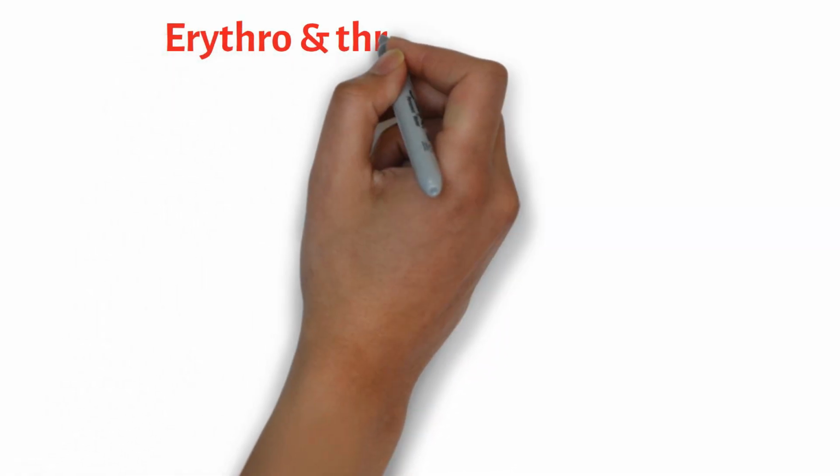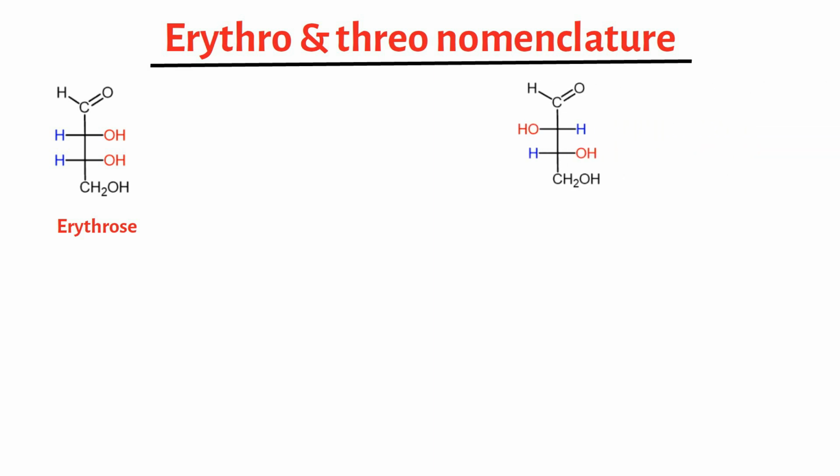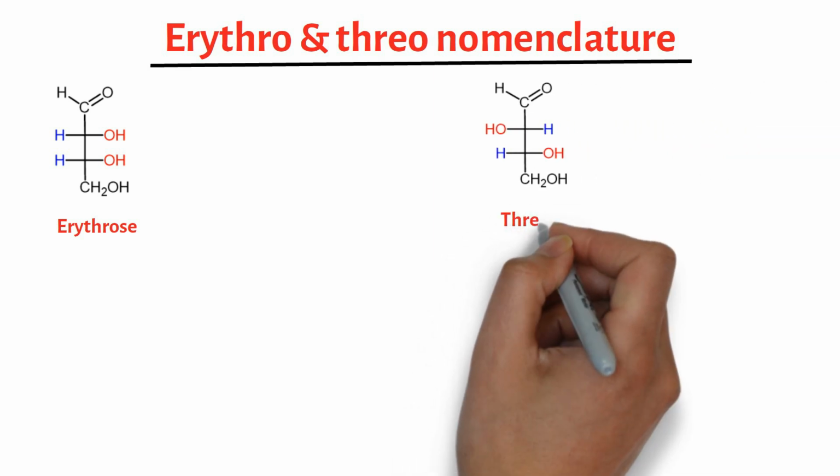In this lecture, we will discuss Erythro and Threo nomenclature. Consider this molecule. It is a 4-carbon aldotetrose sugar called erythrose. And this one is called threose.